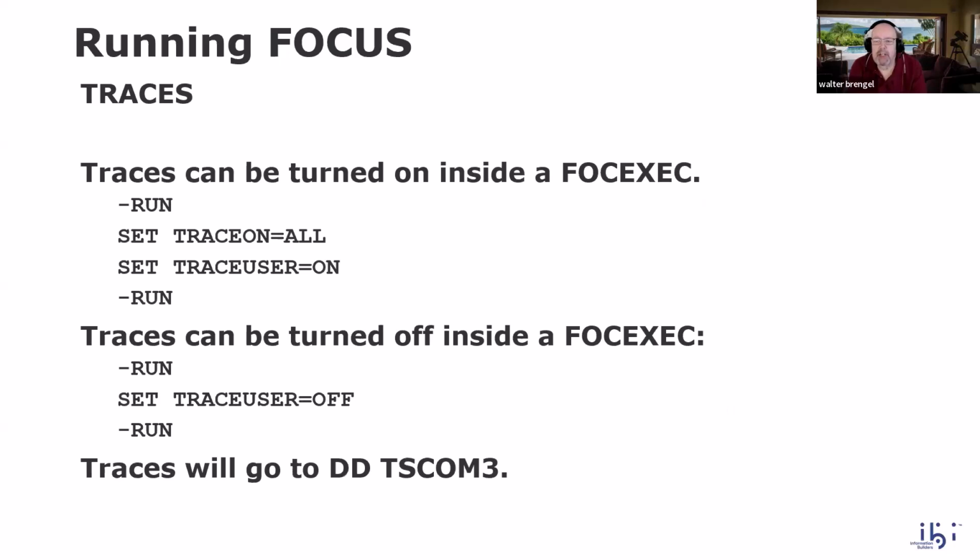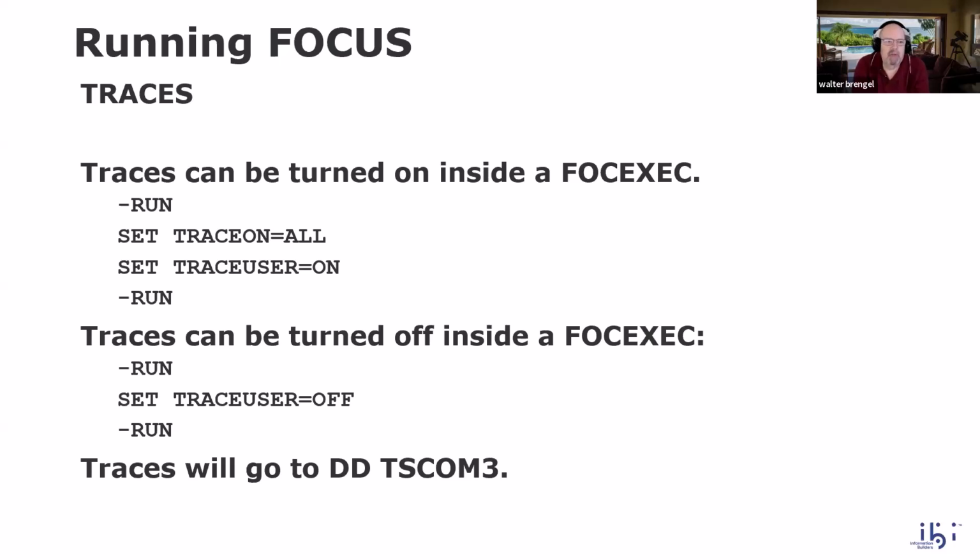You can also turn traces on inside of a procedure. If you don't want to have traces on for everything, and we probably don't want you to turn traces on for everything if you're having an issue, just before a table request that's been identified as having a problem, you can turn traces on by doing a -RUN, SET TRACE ON = ALL, SET TRACE USER = ON, and then a -RUN.